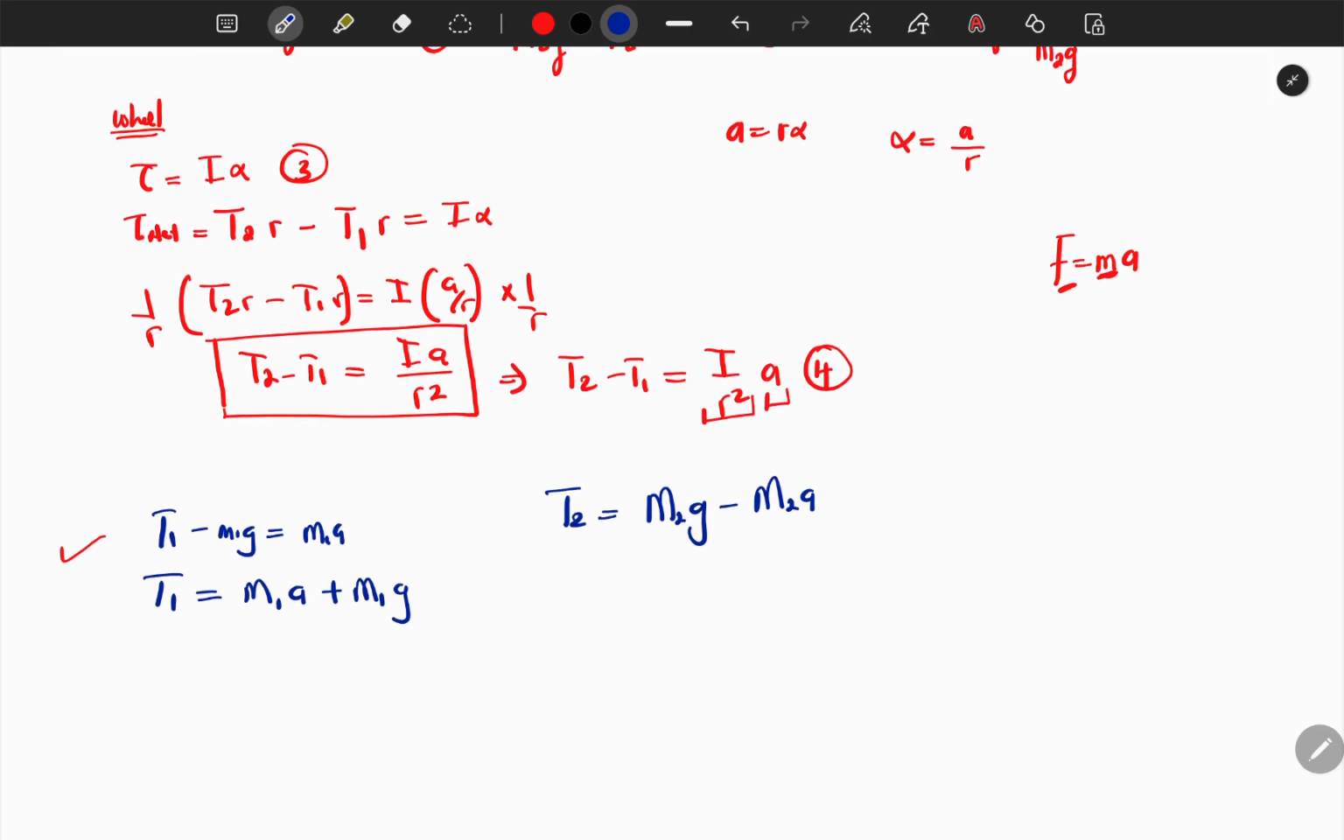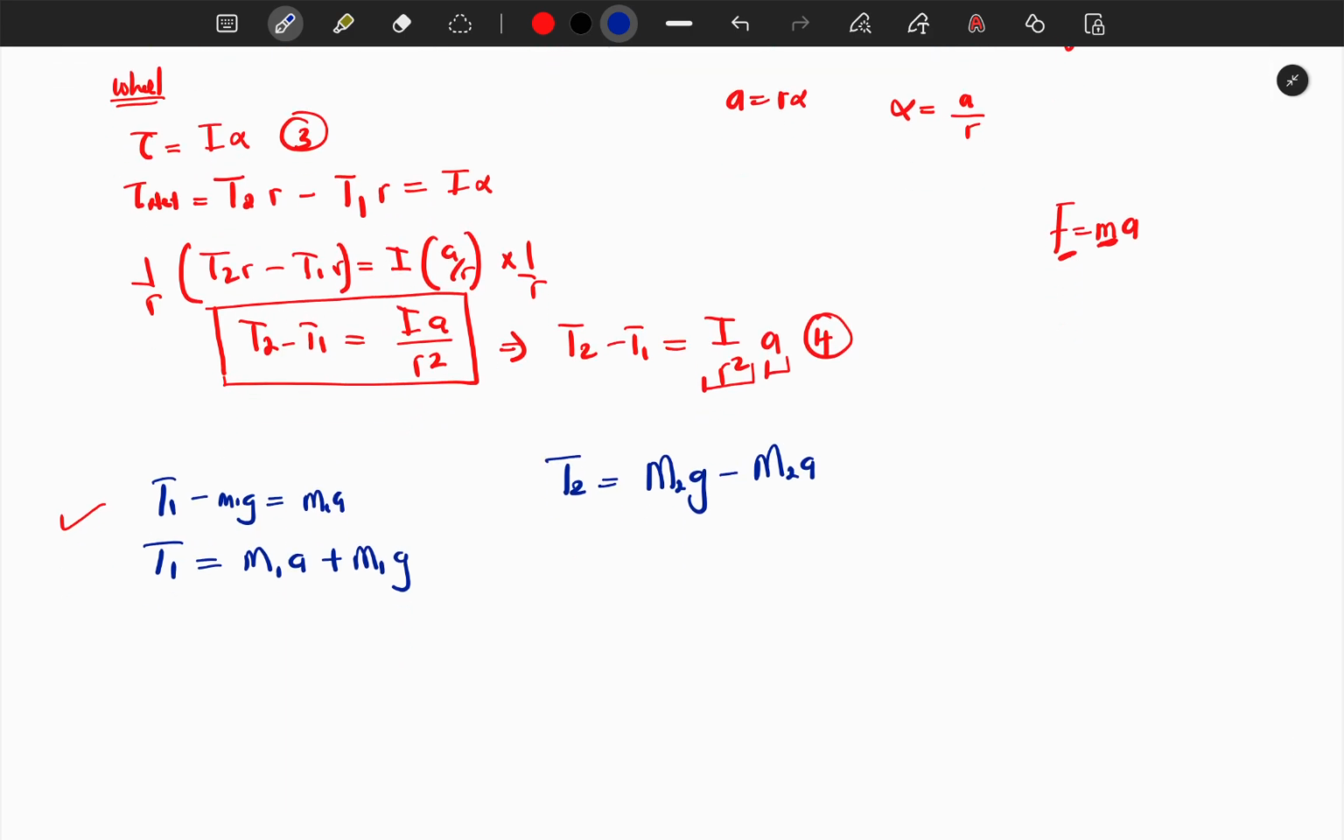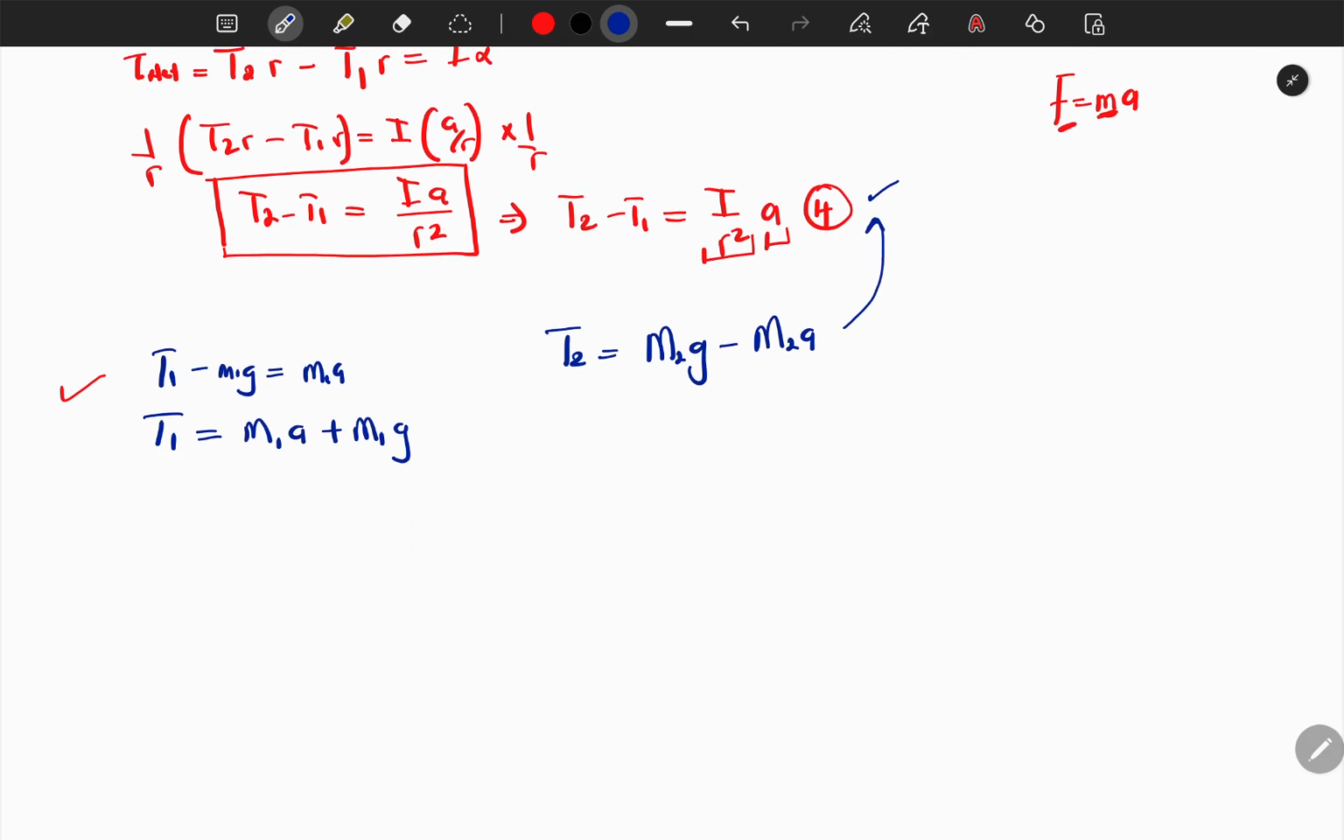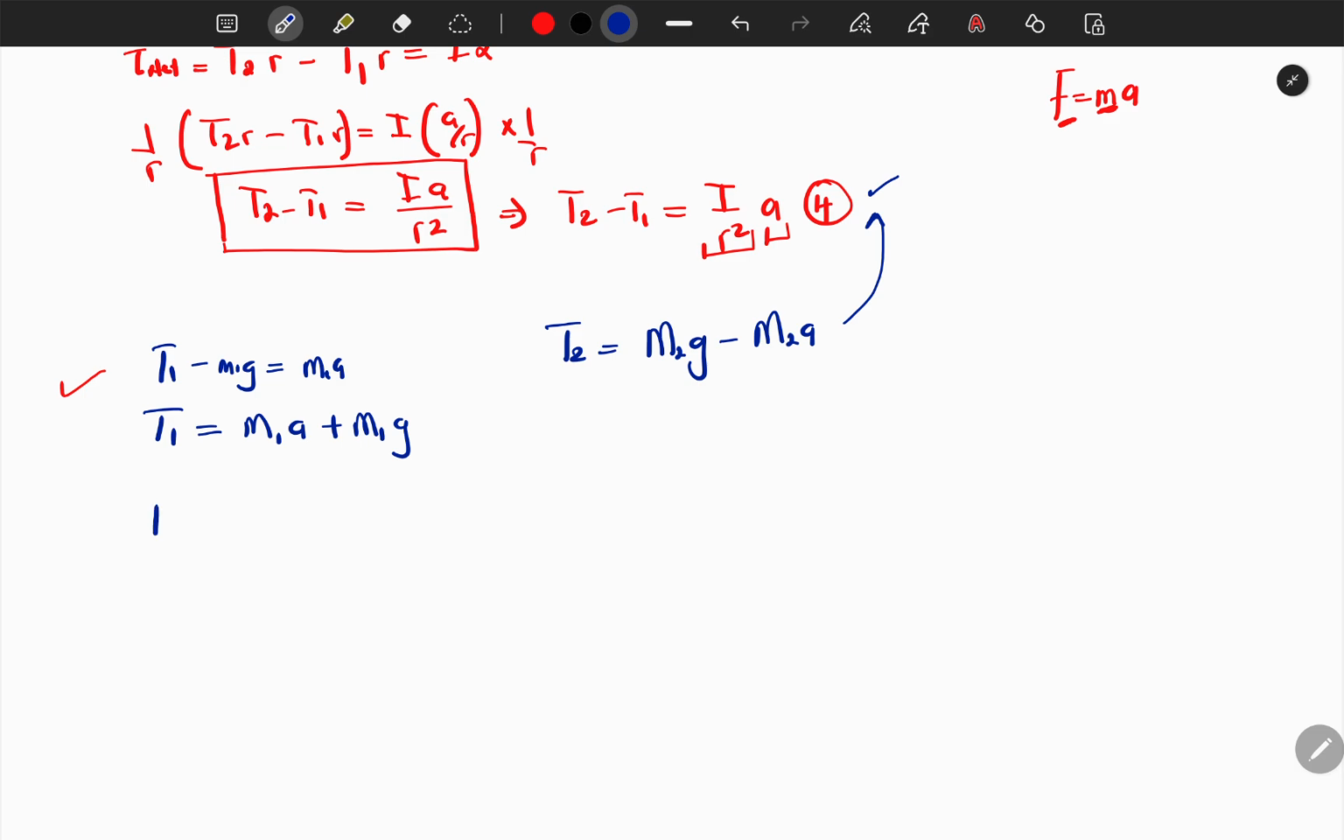Yes, like that. So these equations are going to help us. Now that we have this friend of ours, we need to make substitutions. Where are we substituting this? We are taking them into this equation there. We know what T2 is. T2 is m2g minus m2a. Then we have minus m1a plus m1g. Understand, this is equal to I over r squared times a.